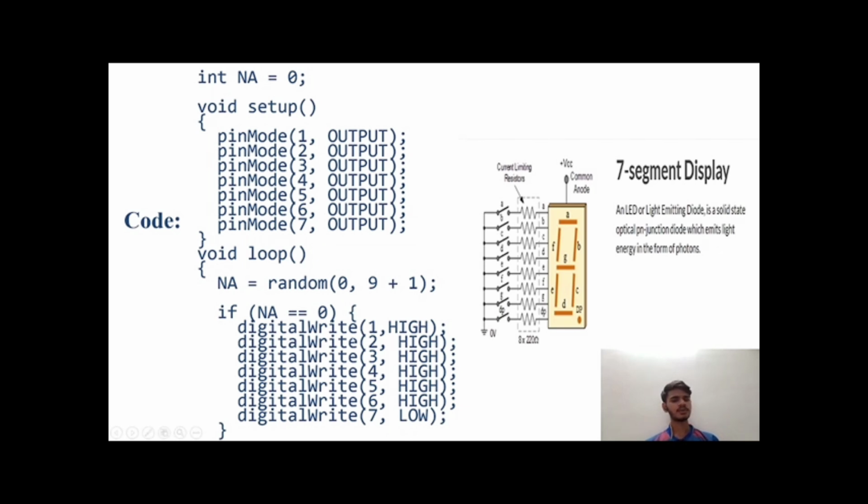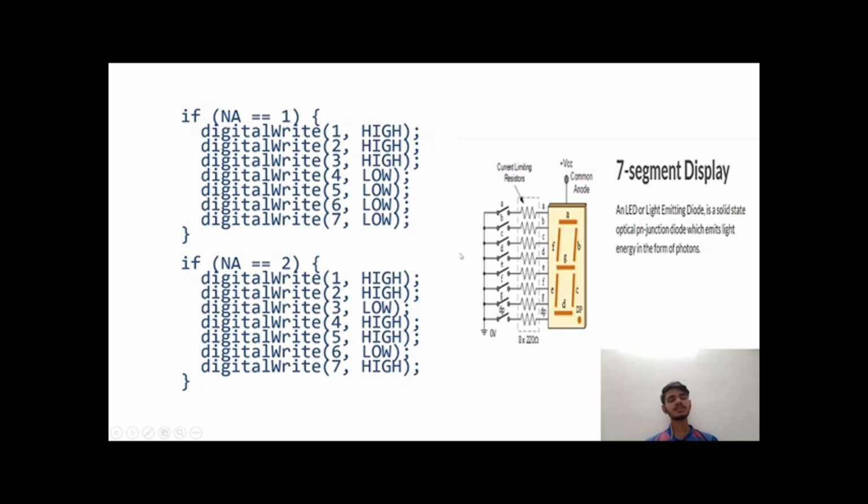Now, in the void loop, a random number function is used, which will give a random number from 0 to 9 plus 1, meaning 10. But it will not give 10 because we have used a 7 segment display and it will not be displayed. Let's jump to the conditions. If the value of n is equal to 0, digital write says that the first pin, A, should be high, B should be high, C should be high, D should be high, E should be high, and F should be high to get 0. For 0 to be displayed, it should not show G, so the G pin, which means the seventh pin, is low.